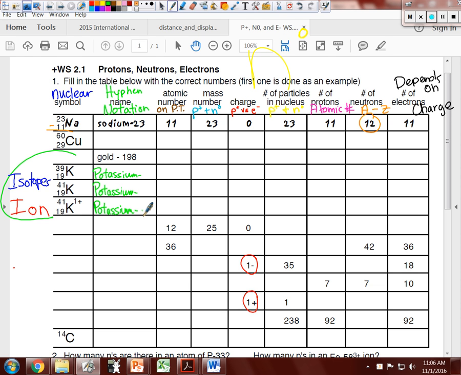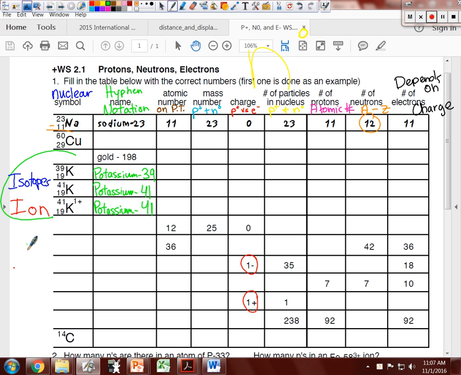And again, one more time to make myself feel better, what is the value that goes behind the hyphen? The mass number. So what is the mass number for the first one? 39. And what about the last two? 41 and 41. Very good. So that is going to be your hyphen notation. Any questions on that? All right, let's go to the next column.